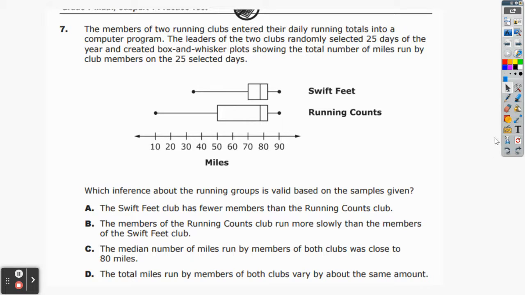It isn't that they're asking you to draw one. They're not asking you to find the interquartile range. In a way, they might be. They're not asking you to label it. They're asking you to be able to read it and understand, but then in the question, they're asking you to rationalize, make sense, think it through. So the question is, which inference about the running groups is valid based on the samples given?